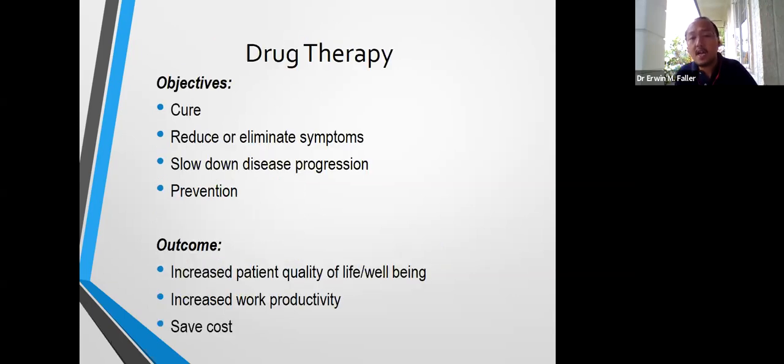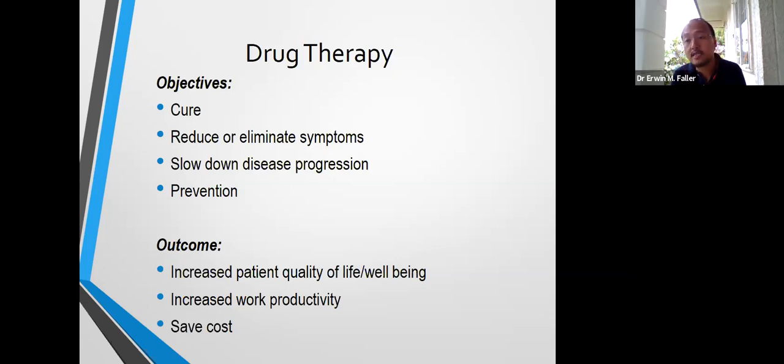In drug therapy, the main objective is that patients be cured. Number two is that they reduce or eliminate the symptoms they have, like fever, nausea, vomiting, and dizziness. At the same time, slow down disease progression, for example in cancer and other burdensome diseases. And also prevention. The main outcome of drug therapy is that it increases patient quality of life and well-being and increases work productivity.